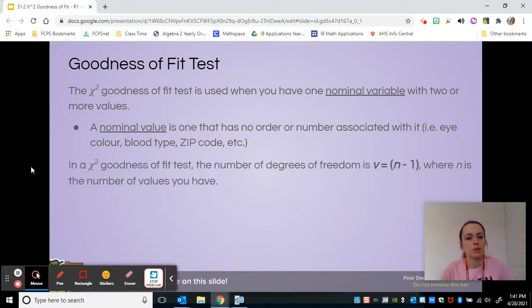In a chi-square goodness of fit test, the number of degrees of freedom is just n minus 1. When we looked at the test for independence, we had a whole table where we were comparing two different values. So it was the number of rows minus 1 times the number of columns minus 1. In the goodness of fit test, we're looking at just one single variable. So for the degrees of freedom, we're just taking how many total values we have and subtracting 1.